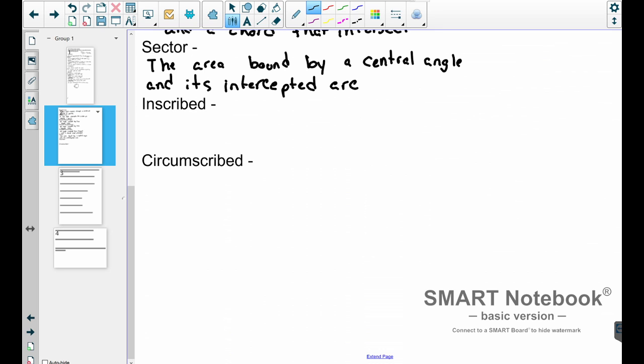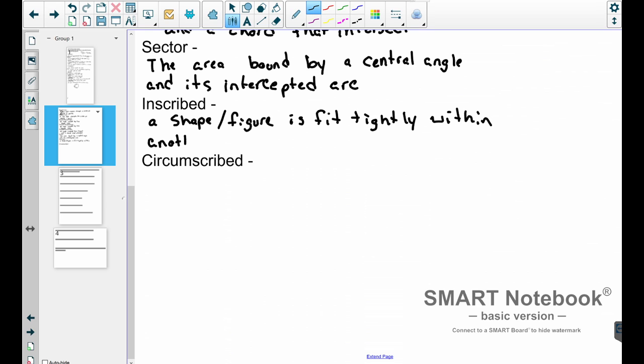Inscribed is when a shape, figure, is fit tightly within another shape or figure. We looked at triangles and circles, circles and triangles. We had some polygons. So if we had a picture like that, we could say that this triangle is inscribed within that circle. What about circumscribed?